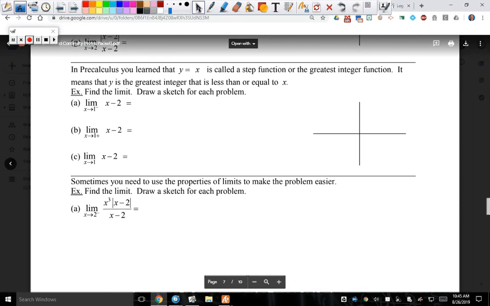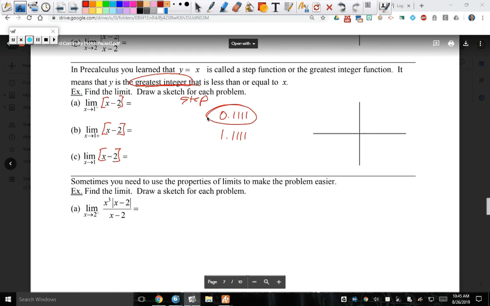Now, it didn't print off on this. That's why we're going to go over it. The greatest integer value function is the step function, and it has brackets like this. Okay, so this step function is the following. Let's say that I have 0.1111, and then I have 1.1111. So, let me ask you, what's the greatest integer that 0.1111 used to be? Let me say that again.